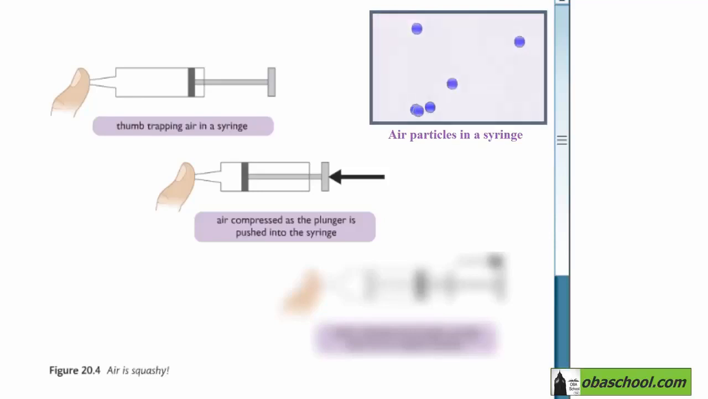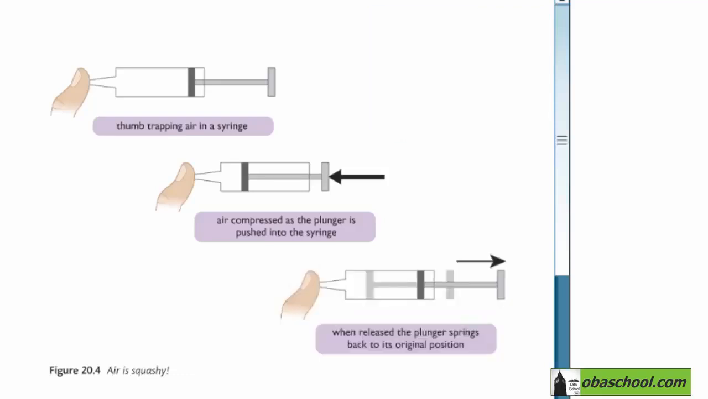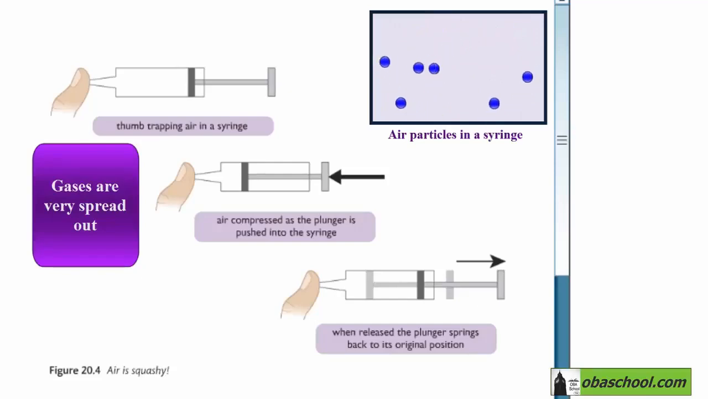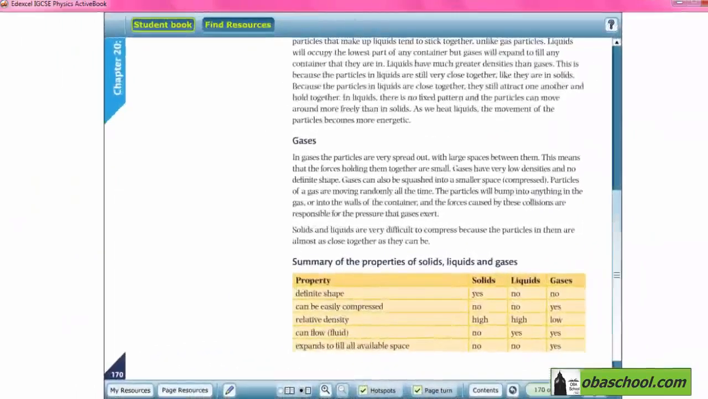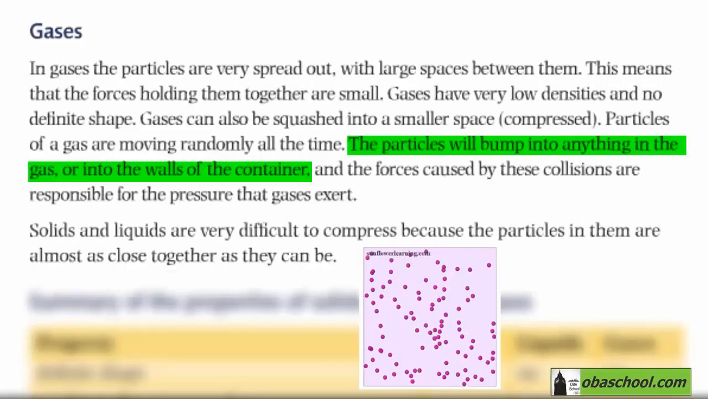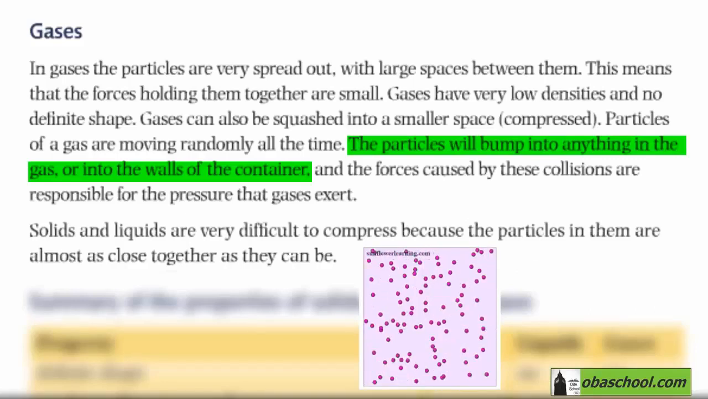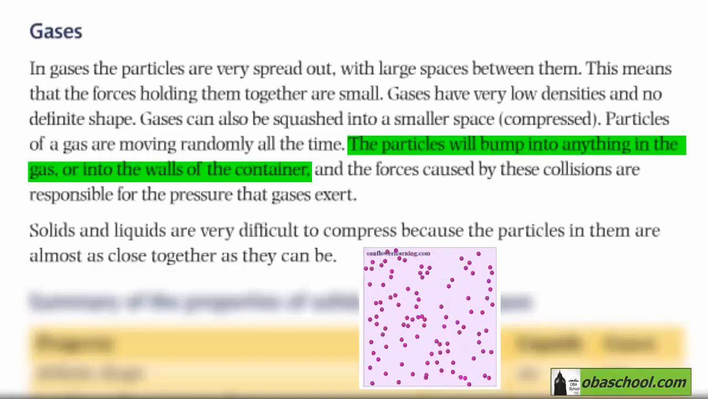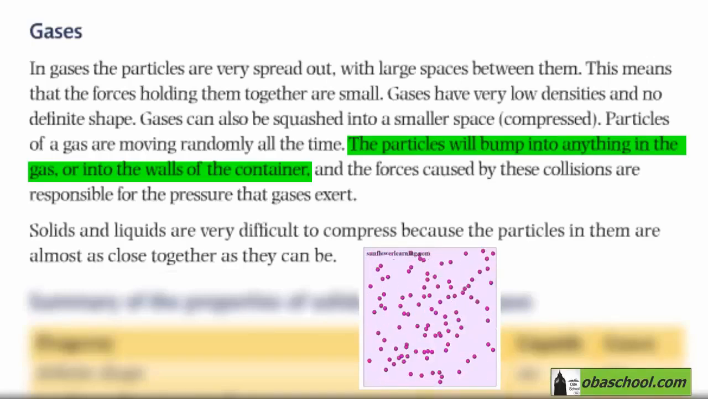When we press the plunger, you can see that the particles are compressed and they can't move freely anymore. When released, the plunger springs back to its original position. So after the air particles were compressed, they will go back to moving freely. The particles will bump into anything in the gas or into the walls of the container, and the forces caused by these collisions are responsible for the pressure that gases exert.